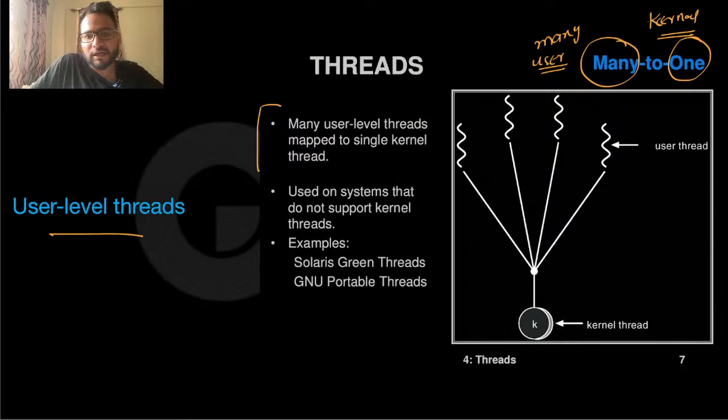So many user level threads are mapping to a single kernel level thread, used on systems that do not support kernel threads. Let's suppose my operating system is not supporting kernel threads, so these kinds of threading systems can be used for things which are not making use of kernel threads.